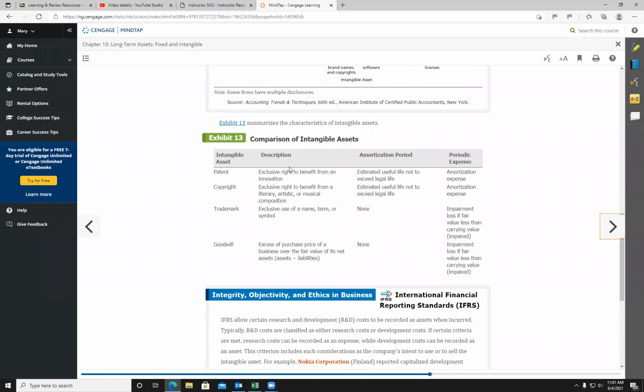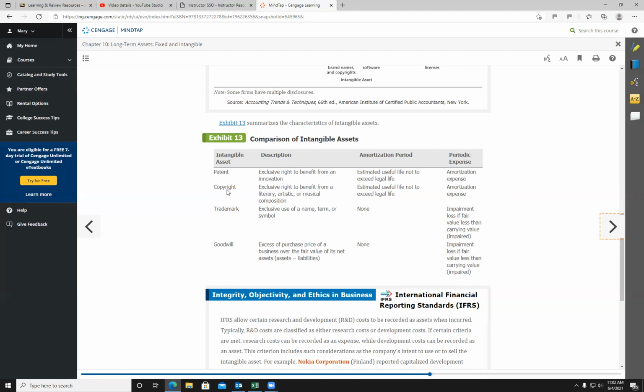Real quickly, we'll do a quick comparison of the intangible assets. You have patents, copyrights, trademarks, and goodwill. Description: a patent is an exclusive right to benefit from an innovation. A copyright is an exclusive right to benefit from a literary, artistic, or musical composition. A trademark is the exclusive use of a name, term, or symbol. And goodwill is the excess of the purchase price of a business over the fair value of its net assets.